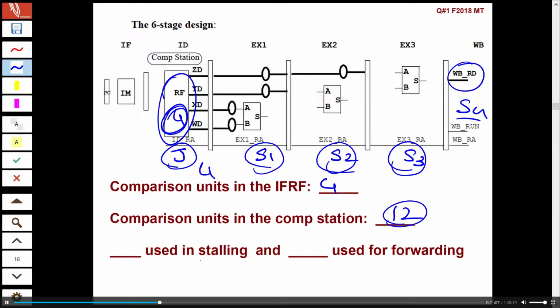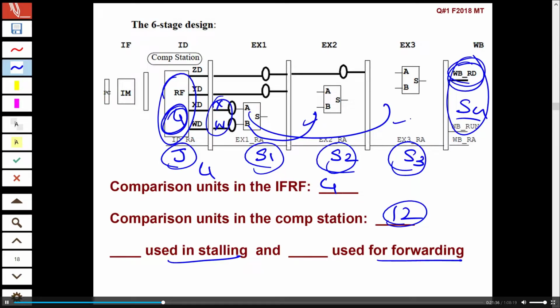Out of these 12, how many are used for stalling, how many are used for forwarding, and that can be figured out by saying seniors cannot help until they finish, and so only the WB stage guy can help. That means for my W or X, if I'm dependent on my senior 1 or senior 2, I better be stalled. So 2 guys dependent on 2 seniors, 2 times 2, 4 comparison units are used in stalling.